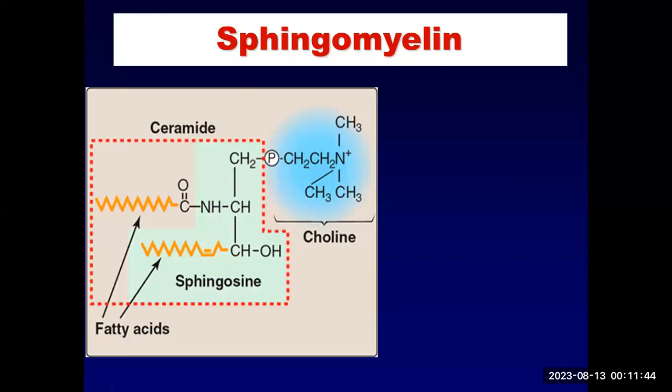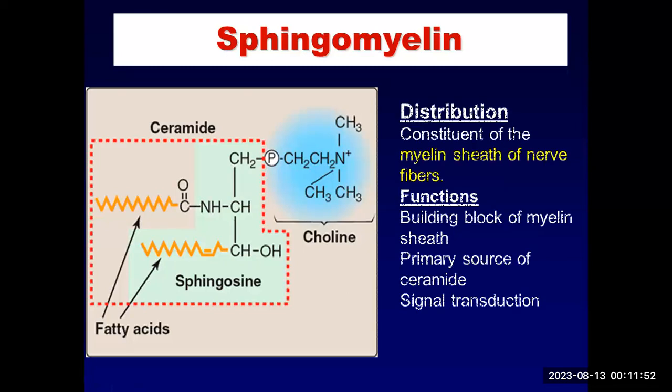Different types of sphingophospholipids differ from each other on the basis of the type of nitrogenous base which it contains in its structure. You can see right here, ceramide attached to phosphoric acid, then attached to choline as a nitrogenous base. And the common name of this compound is sphingomyelin. It is a constituent of the myelin sheath of nerve fibers. You can see from the name, sphingomyelin is present in the myelin sheath of the nerve fibers.